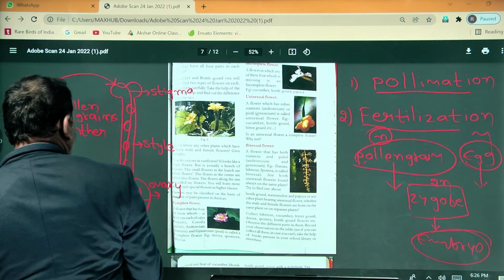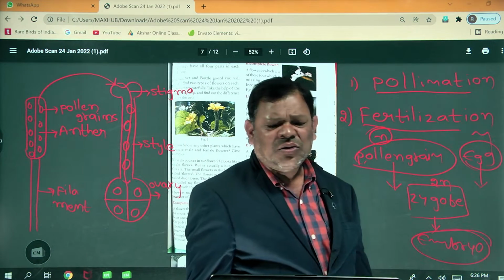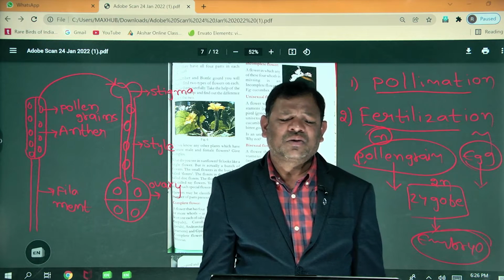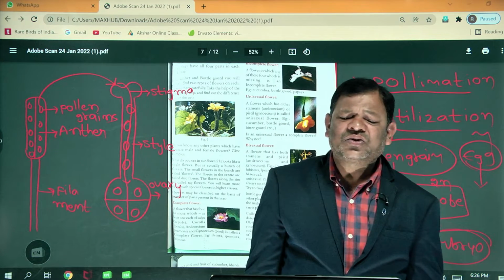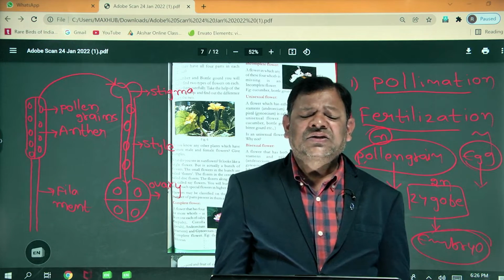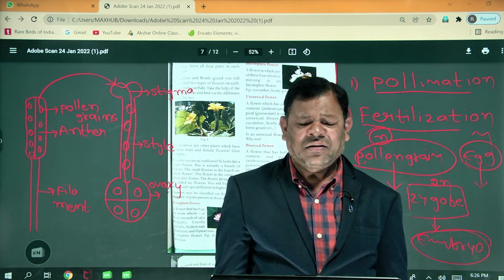Next, after the pollination comes fertilization. Here many factors are present: the air, the wind, the water, the insects, the animals. So many factors are helping.